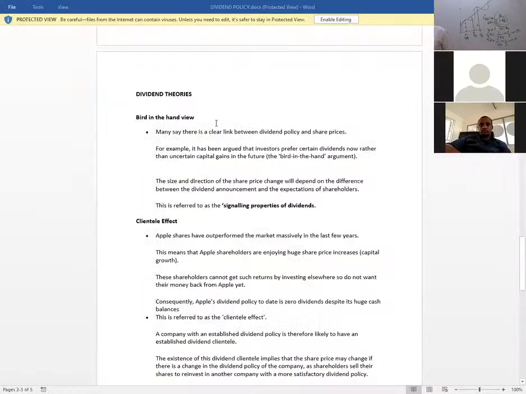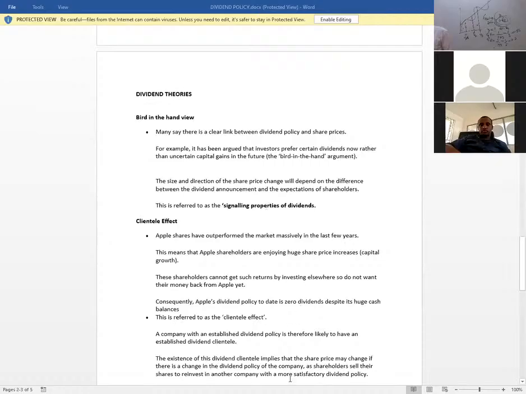Now, ladies and gentlemen, we have what we call the bird in hand theory. So for bird in hand type of shareholders, automatically these people would want their dividends today. Many say there is a clear link between dividend policy and the share prices. For example, it has been argued that investors prefer certain dividends now rather than uncertain capital gains in the future, a bird in hand. The size and direction of the share price change will depend on the difference between the dividend announcement and the expectations of the shareholders. This is referred to as the signaling properties of dividends.